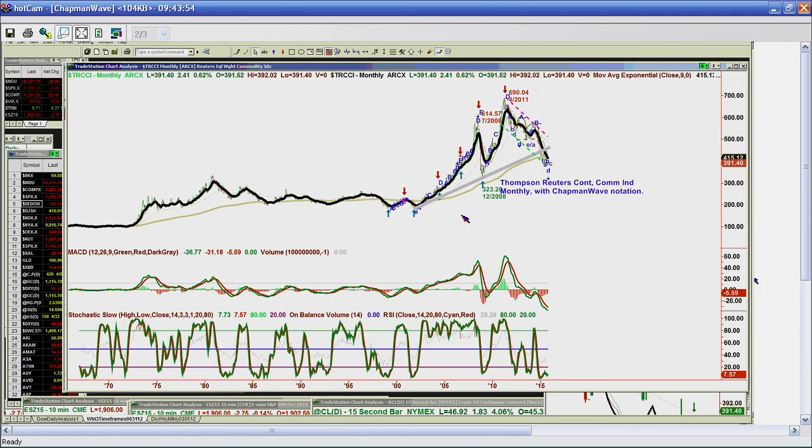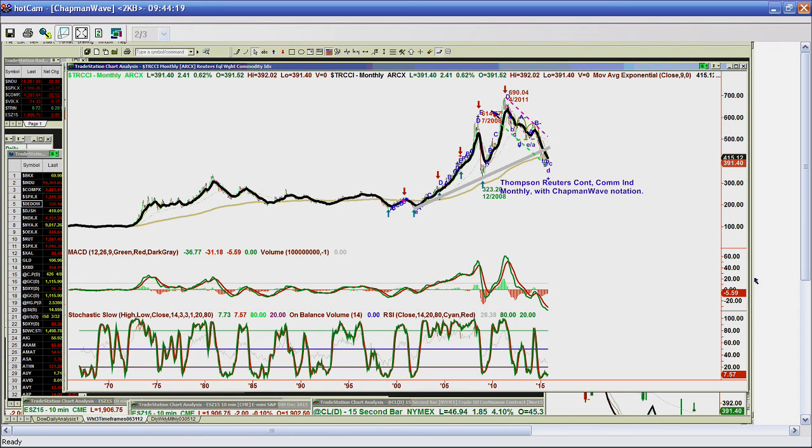Look at the black line. That's the nine-period exponential moving average on a monthly chart. And you will see that there is the high that was made back in December of 1980. Yes, December of 1980 was way lower than where we are. So we've had a huge inflationary spiral. And now we're looking at a potential trend to the downside.